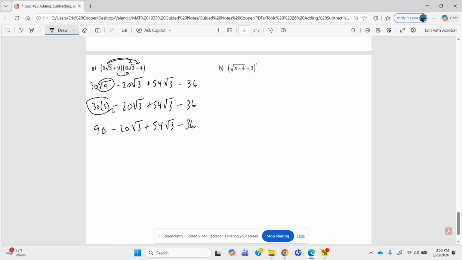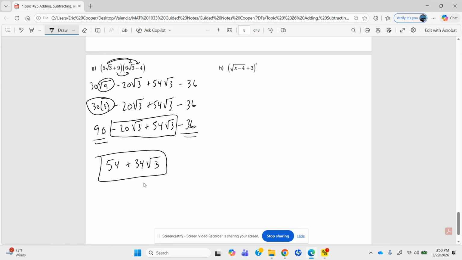Right? So all we did was this multiplication. And now we have like terms to combine. 90 minus 36 are both whole numbers. So 90 minus 36 is 54. And then we can also combine these in the middle because they have like radicals. They both have square roots of 3. Negative 20 plus 54 is positive 34 square root of 3. These will not combine. This one has a square root and this one doesn't. So we will leave this as our final answer.